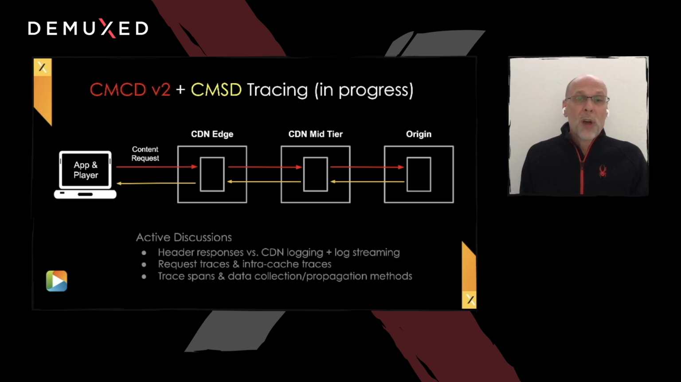Now, there's a bunch of interesting conversations going on. Should we be using just header responses and pass that all the way through to the player? Should we be relying on CDN logging at each point along the way and then use log collection to pull all of that together? We're looking at request traces between services versus what we want to do intra-cache and think about hotspot functions and things like how long did it take to pull stuff off of disk. And we're talking about what trace spans we want to define and what are the various methods for how we collect the data, what format we collect it in, and how it gets propagated.